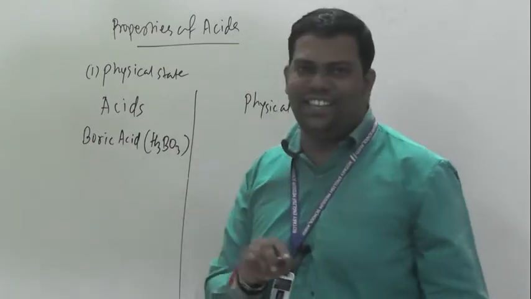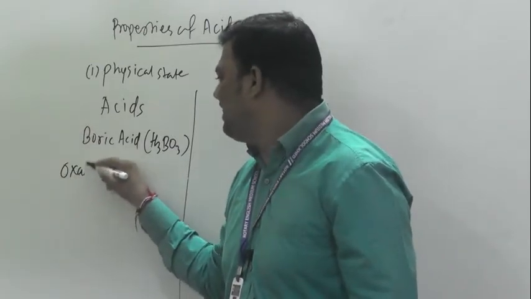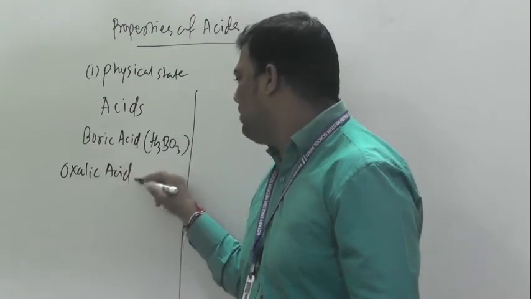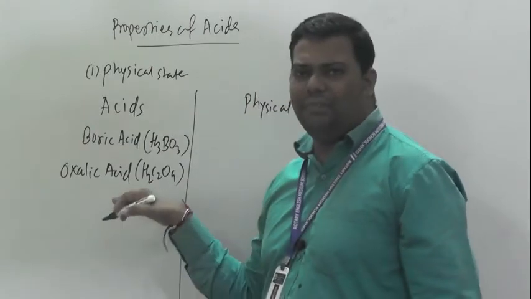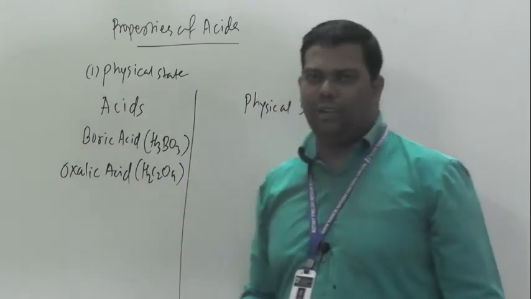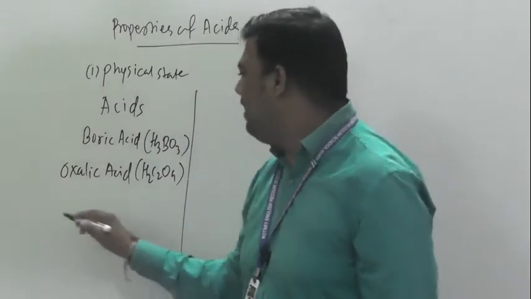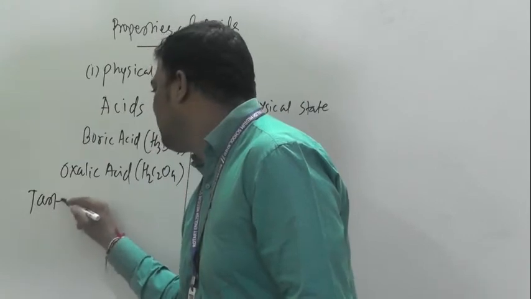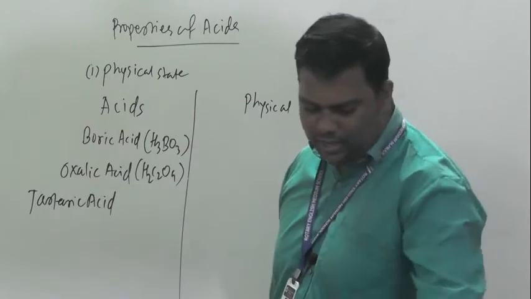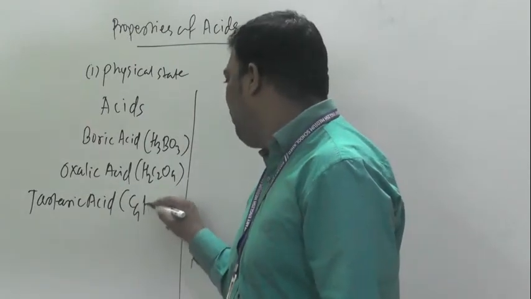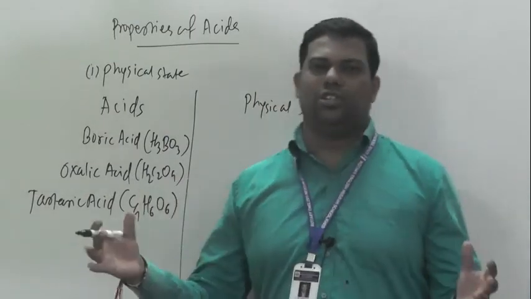H3BO3, boric acid. Okay, so next see oxalic acid. Oxalic acid is H2C2O4. I am giving the molecular formula here also because it will help for your higher standard. Then tartaric acid, having the formula C4H6O6. These are the molecular formulas. They have structures also.